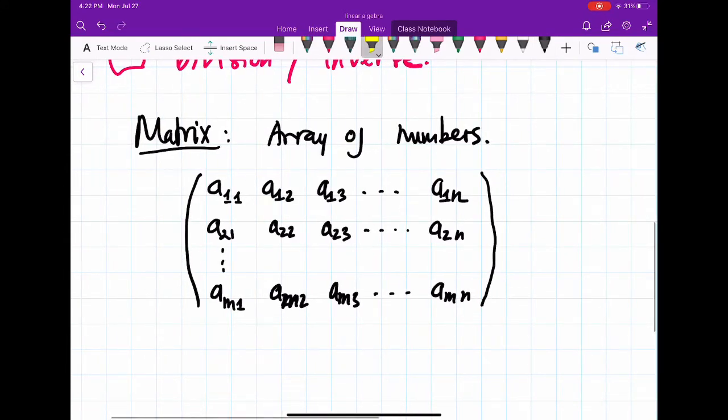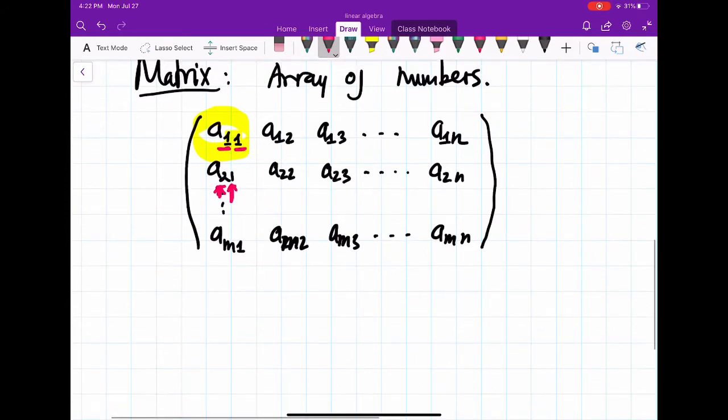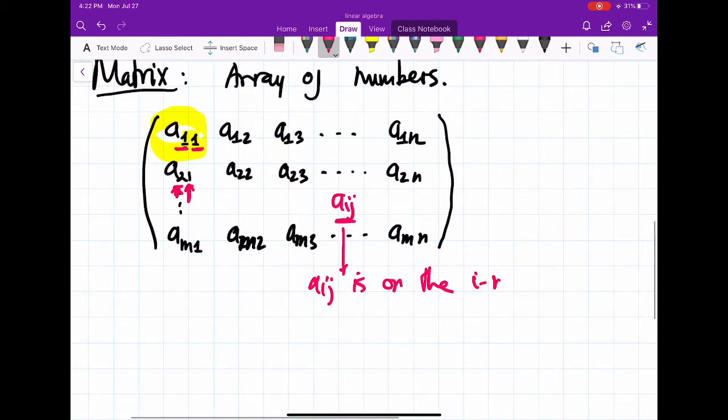Okay, so if you pay attention, what is A11? 11 means this entry is on the first row and on the first column, right? This is the first row and this is the first column. Okay, so A21 means on the second row and in the first column. You see this? So basically, if you have some Aij in here, right? That means Aij is on the ith row and the jth column.